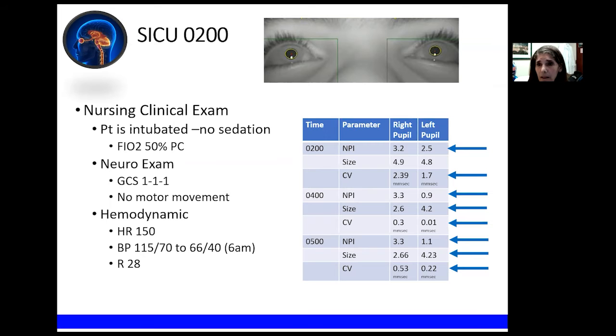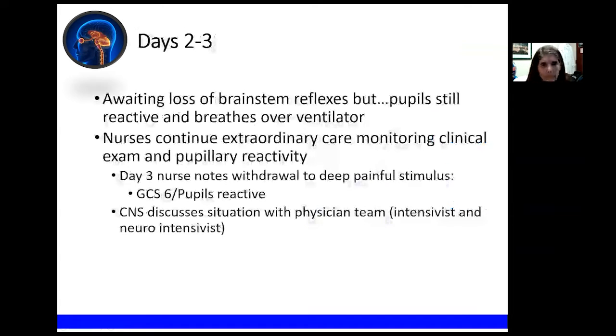So she comes to the ICU, where when the nurses assessed her on arrival, they found a female with Glasgow Coma score of 3. She was not on sedation. She had no motor movement, but her pupils reacted, and they captured this information that's on the slide of the NPI and of the constriction velocity and size. So you can see we do have reactive pupils, and there are differences between the NPI, and there are times when the pupils are barely reactive.